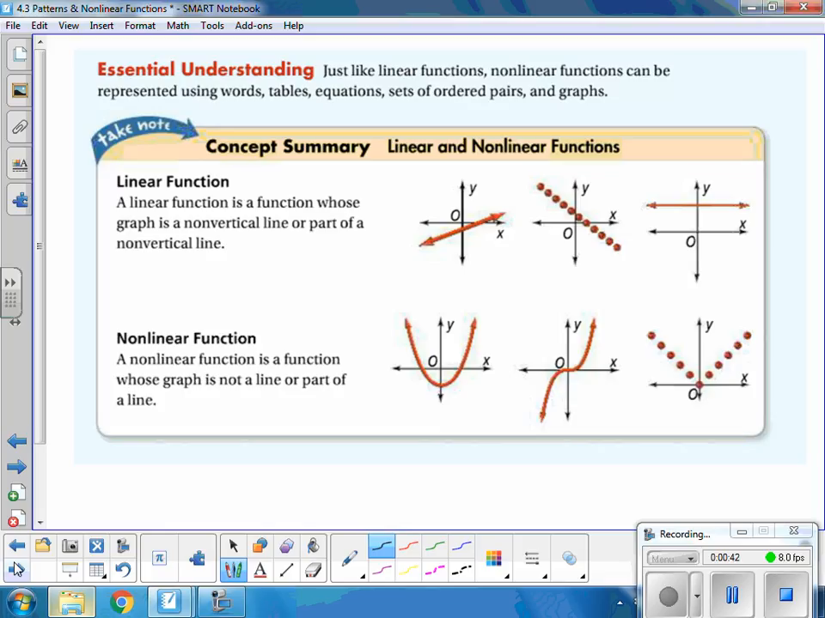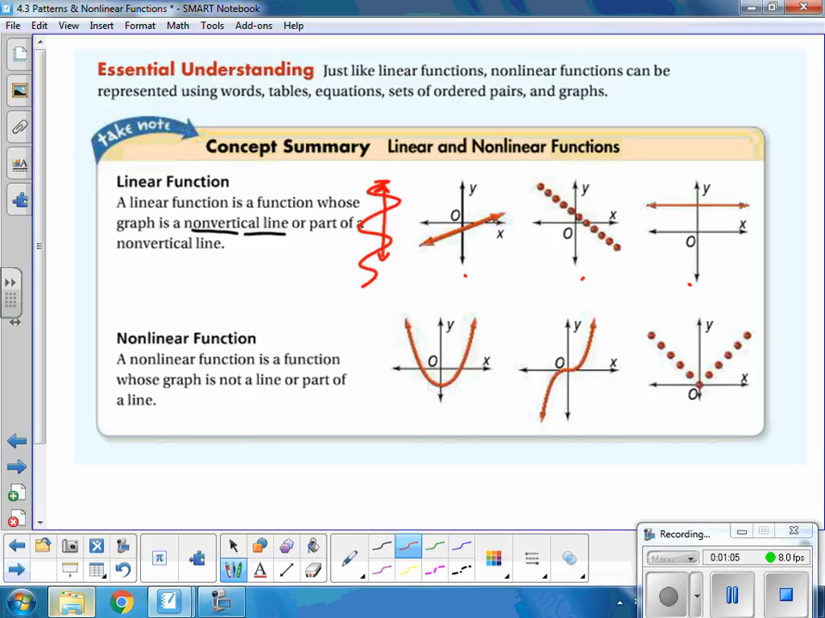So a linear function is a function whose graph is a non-vertical line. So we're saying like this, okay? That's a vertical line, and that is not a function, so not that. Non-vertical, or part of a non-vertical line. So these guys are all functions, nice straight lines here, here, and here.